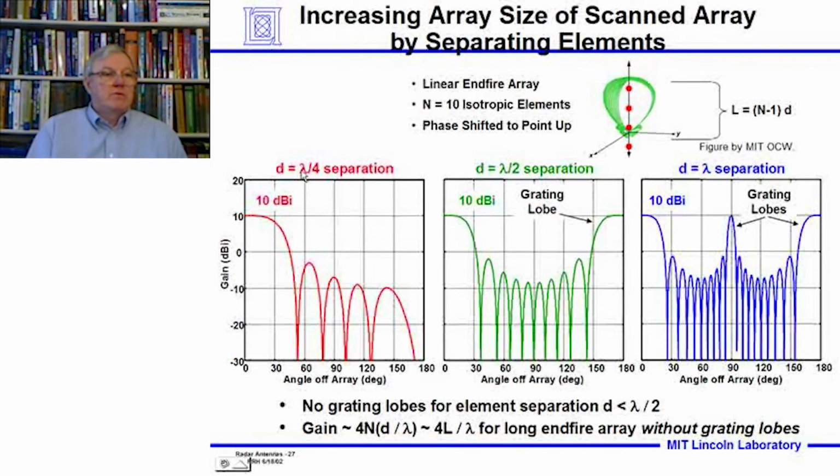For lambda over 4 separation, we see we've got a decent beam at 0 degrees. At lambda over 2 separation, the grating lobes appear. And at lambda separation, grating lobes appear. So when we're operating an array in end-fire mode, we need to limit the separation. There are no grating lobes for separations between d and lambda over 2. And the gain is 2L over lambda for a long end-fire array without grating lobes.